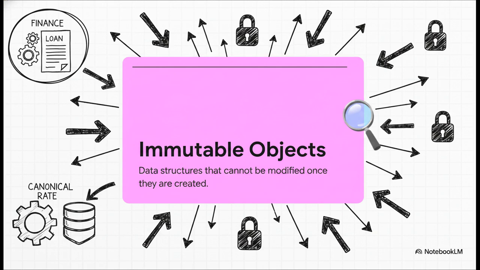Basically, they are completely frozen in Python and literally cannot be modified once they're created. Why is that such a game changer? Because it structurally prevents one team's legacy calculation, say a rogue script from finance, from accidentally modifying a shared loan object and quietly corrupting the data for everybody else.